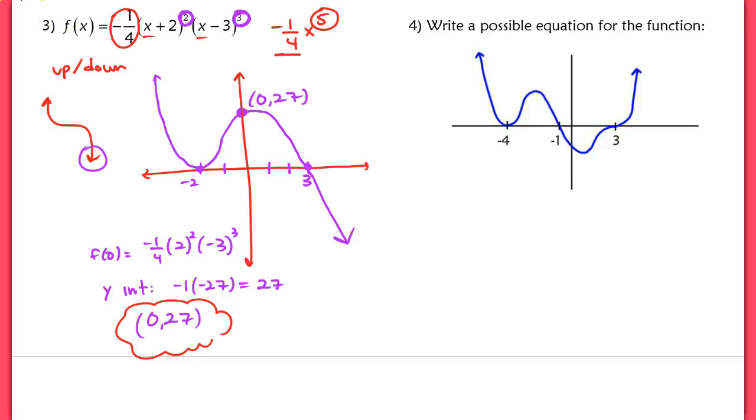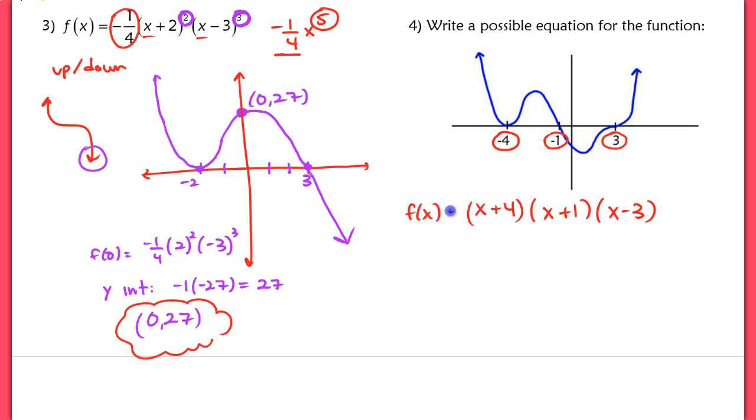So one of the things I like to do first is look at the zeros of the function here. So I have a 0 at x equals -4, -1, and 3. And then I like to write the factors based off of those zeros. So if I have a 0 at -4, then I have a factor x plus 4. And for x equals -1, that factor would be x plus 1. And for x equals 3, the factor would be x minus 3.